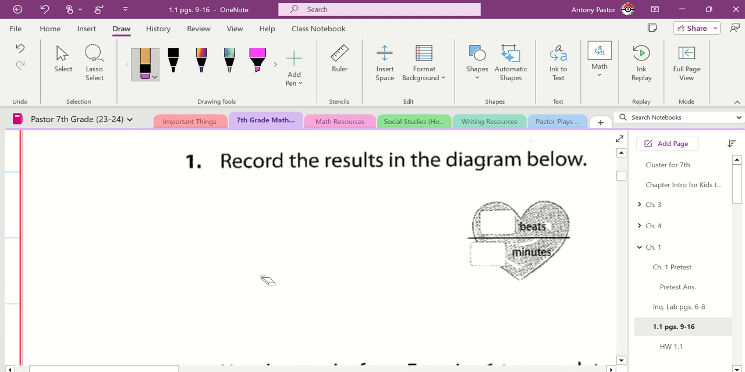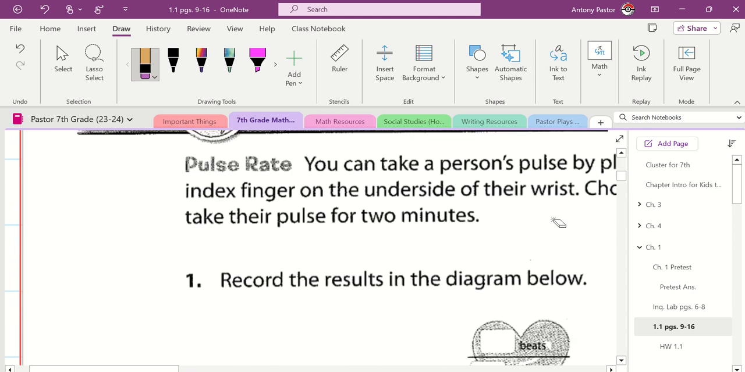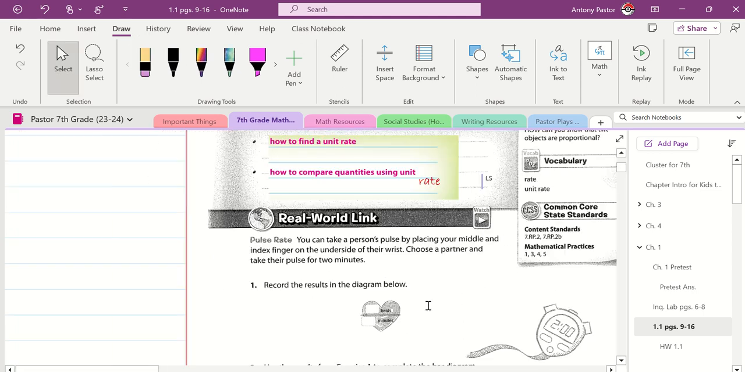So let's look at our examples for this, if it will let me. There we go.